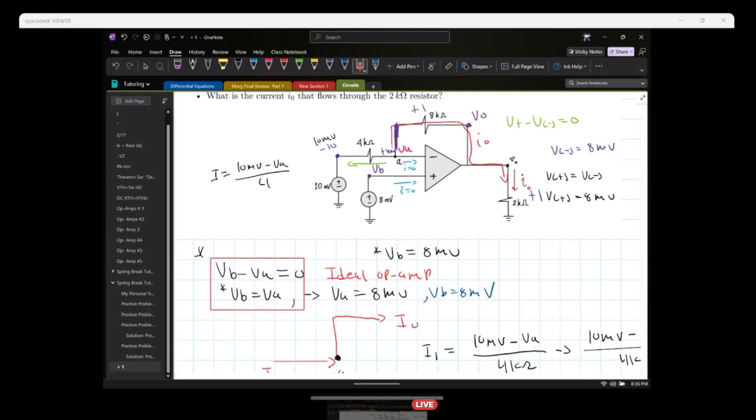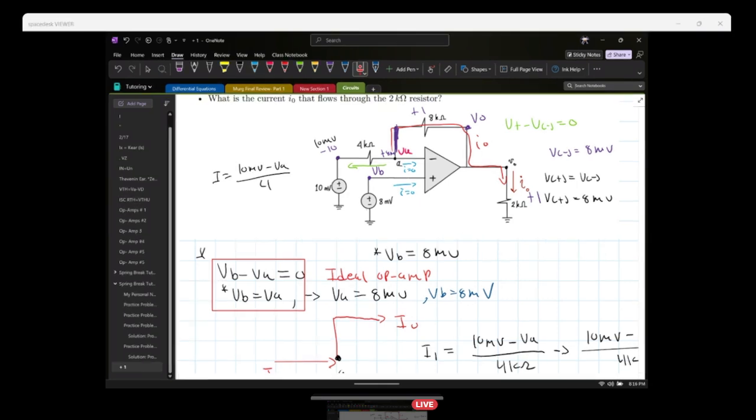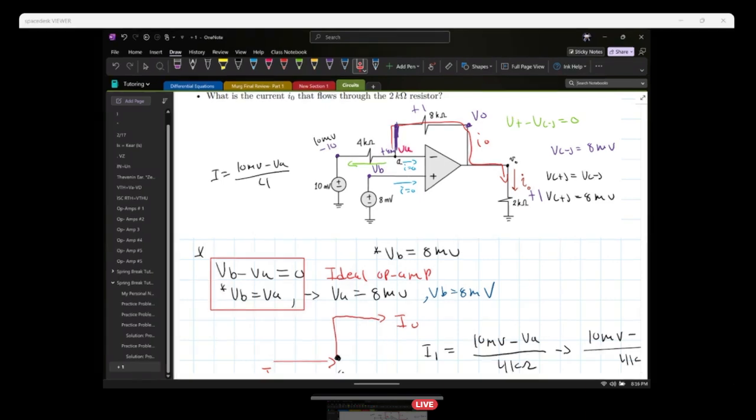And then you're saying VA would be what? I don't know, like 8 or something like that. No, the current is 0. Also, you have a short, so there would be no voltage drop. It would be the same. This will all be 10, and then this will also be 10. Wait, what happens to the 8 millivolts then?